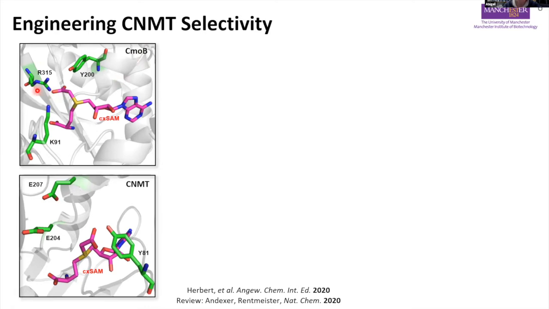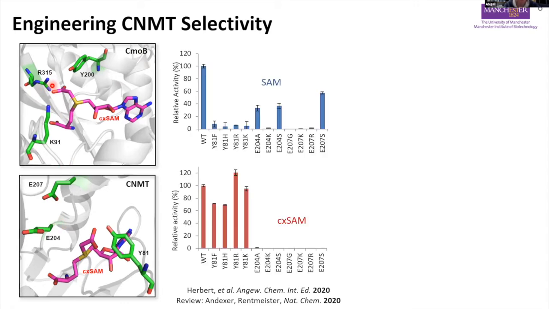There's a range of positively charged arginine and lysine residues within the general vicinity of that carboxy-methyl arm, with the arginine directly stabilizing it. Conversely, in CNMT, we see almost the exact opposite: a lot of negatively charged glutamic acid residues that are primed for mutating to try and mimic this sort of interaction. That's just what we did.